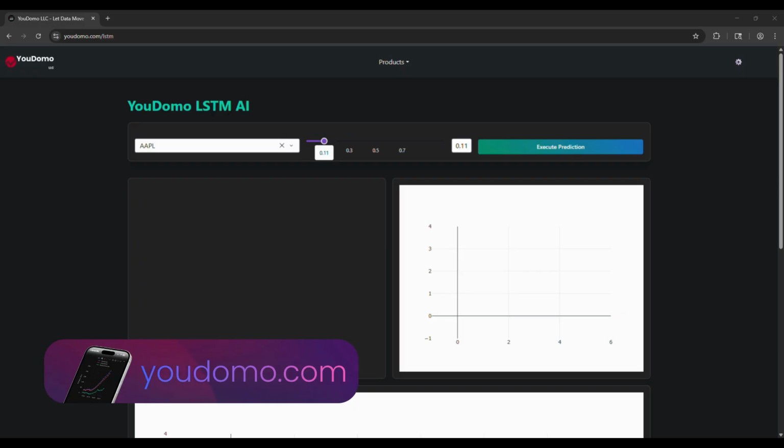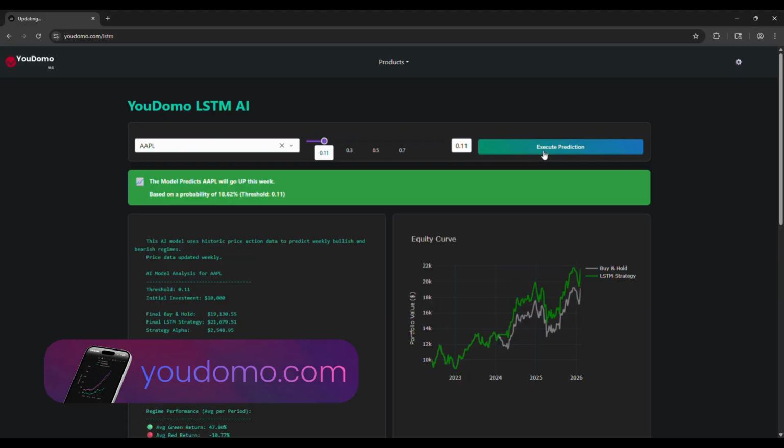So, for example, we have Apple stock here. If I click execute prediction, it's going to run the AI model's results. Here we see the action that investors may want to take. The model predicts Apple will go up this week.